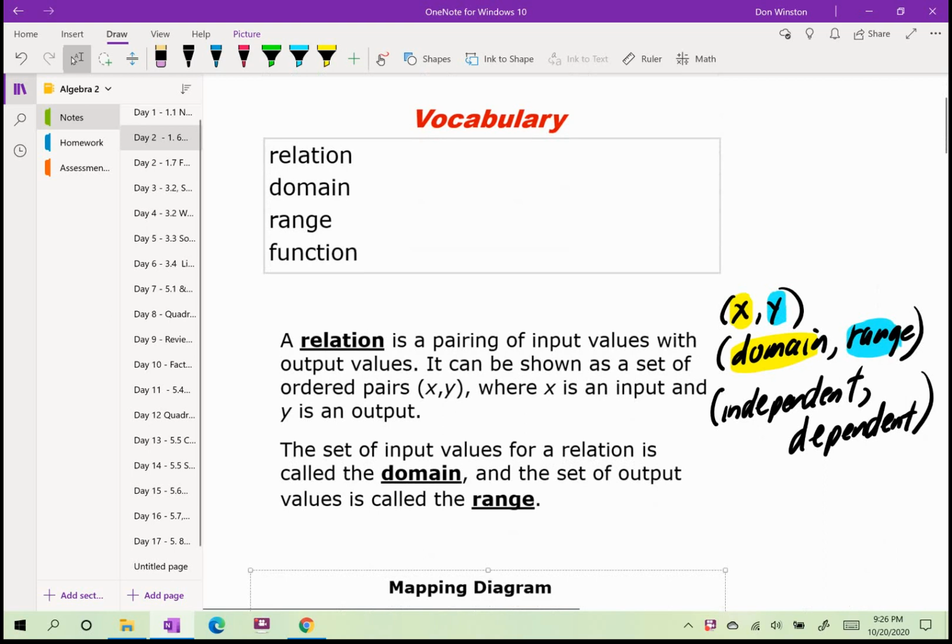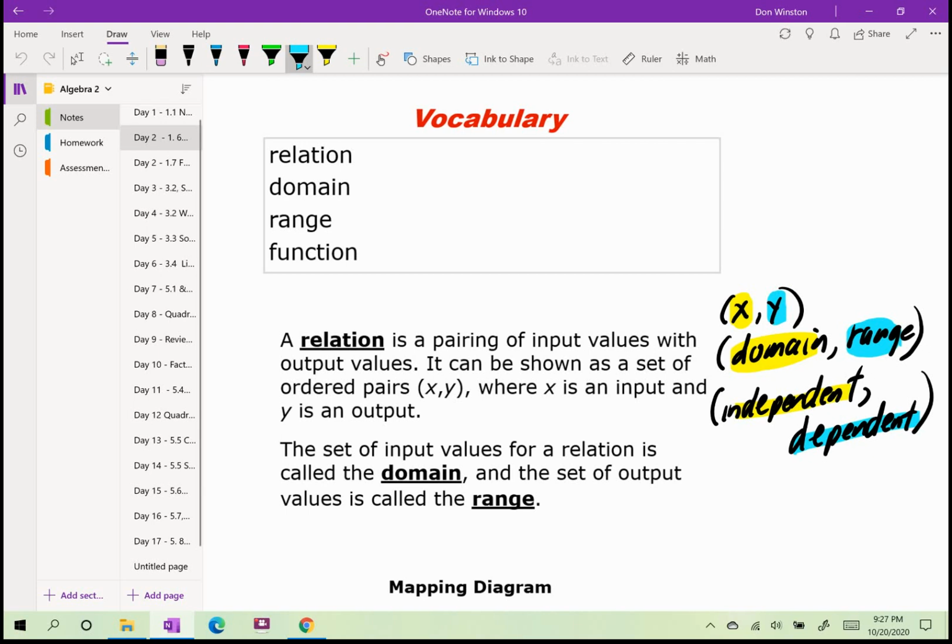So let's look at what we looked at yesterday. A relation is a pairing of input values with output values, x and y. It can be shown as a set of ordered pairs x and y, where x is an input and y is an output. So yesterday we said x is the domain and y is the range. Today we'll also say that x is the independent variable and y is the dependent variable. Y depends on x. So x, domain, and independent variable, they all mean the same thing. Y, range, and dependent variable, they all mean the same thing.